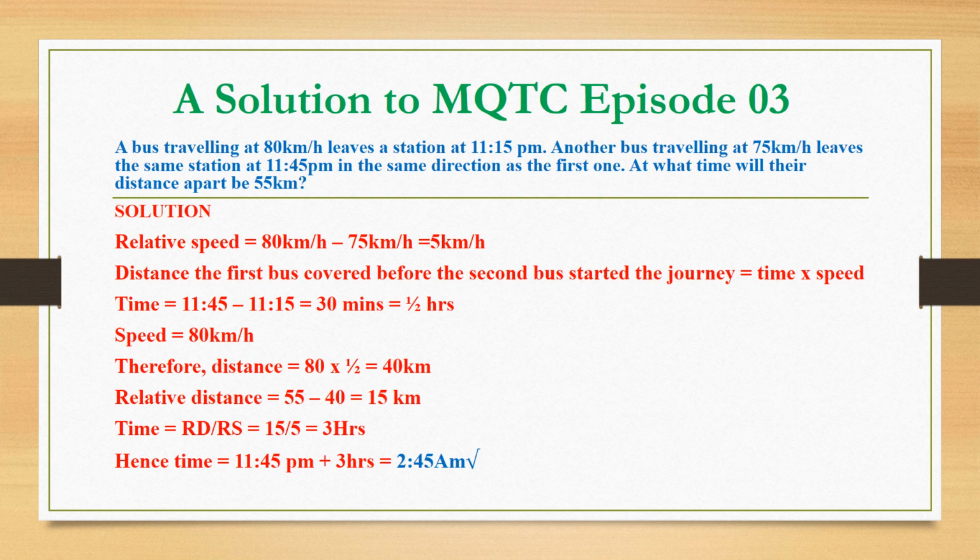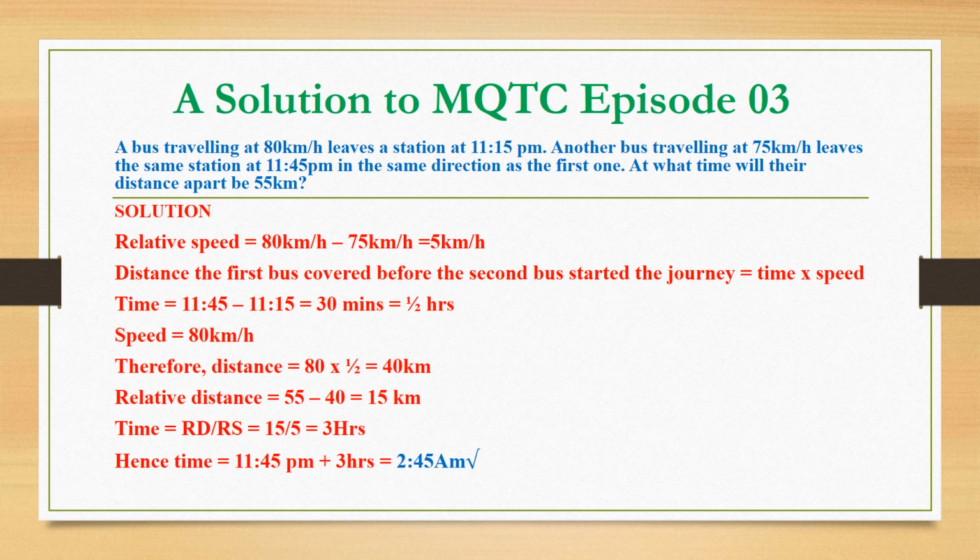I want you to follow it very keenly for you to be able to see where you made a mistake. You are supposed to start by finding the relative speed. Remember, the two buses here are going in the same direction. And we know that when bodies are going in the same direction, for you to be able to find their relative speed, you have to subtract their speeds. Now here, we are supposed to take 80 kilometers per hour minus 75 kilometers per hour, which gives you 5 kilometers per hour. But what if they were going in different directions? You were to add their speeds for you to be able to obtain their relative speed.